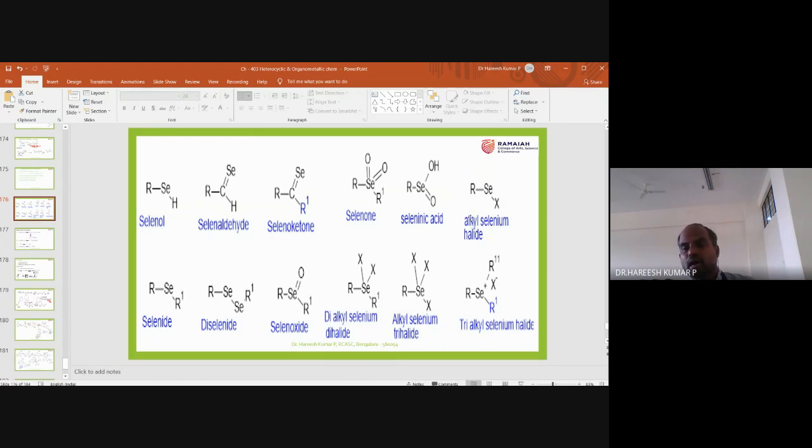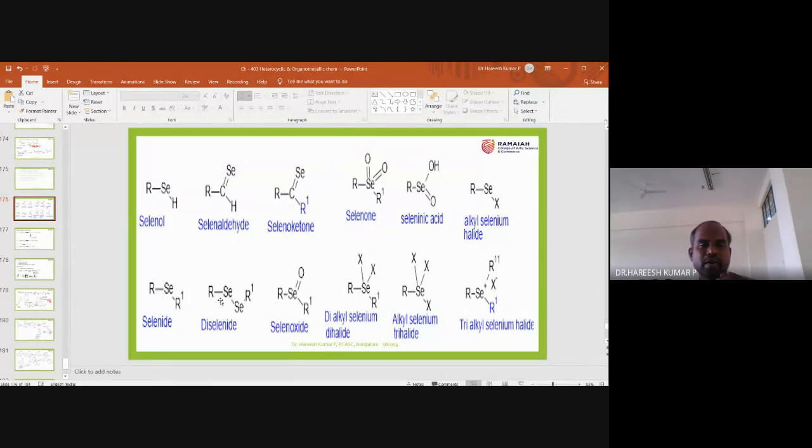Suppose RSeX, then it's called alkyl selenium halide. That means R should be alkyl. The general formula of alkyl selenium halide is RSeX. Then RSeR', selenide. When R and R' are ethyl groups, it's called diethyl selenide. If R and R' are methyl, then we can say dimethyl selenide.